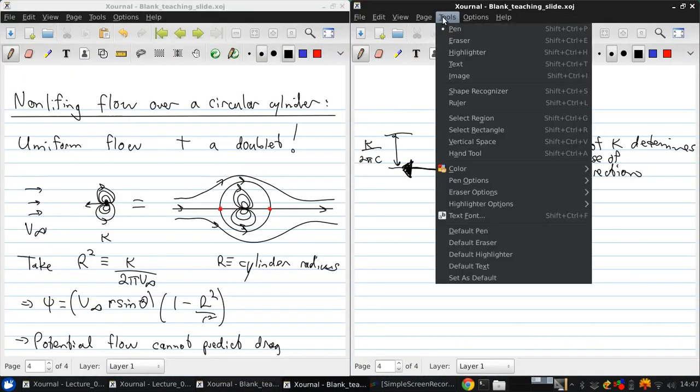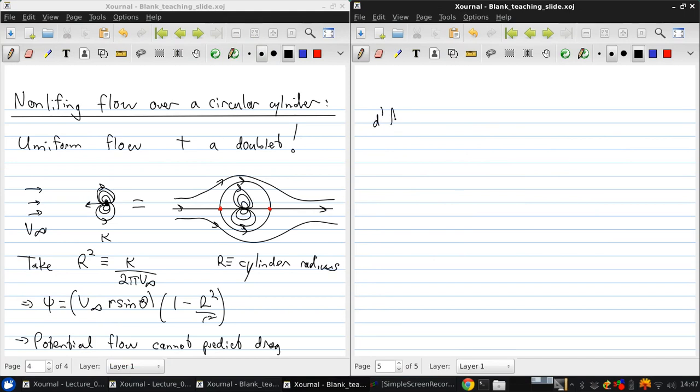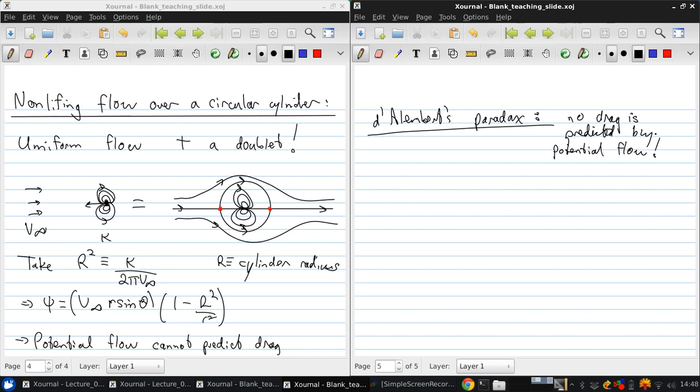The name for this is D'Alembert's, D-A-L-E-M-B-E-R-T apostrophe S, paradox, which is that no drag is predicted by potential flow. Now, that might seem to be prohibitive since drag is an important feature that we wish to compute and know about typically in fluid mechanics situations. But this potential flow theory is still very useful so long as we keep this limitation in mind. And we'll see additional applications for this as we move forward.